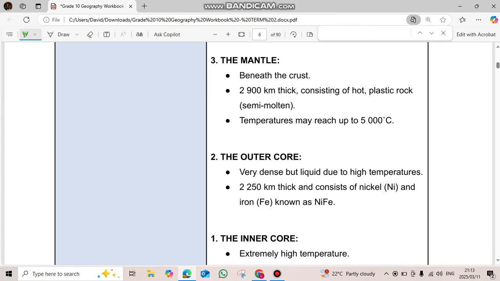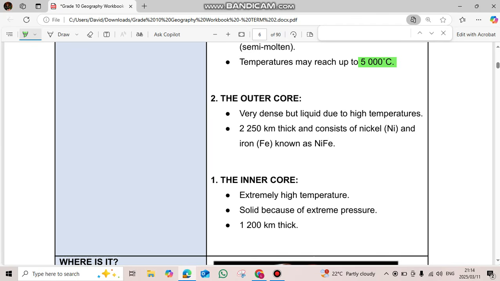Then moving on to our mantle. The mantle again is found just beneath the crust, and it is about 2,900 kilometers thick. So it's quite large, or it makes up a large part of the internal structure of the Earth. This layer is extremely hot, and it exceeds about 5,000 degrees Celsius. This layer is also semi-molten, meaning that it has a very plastic texture.